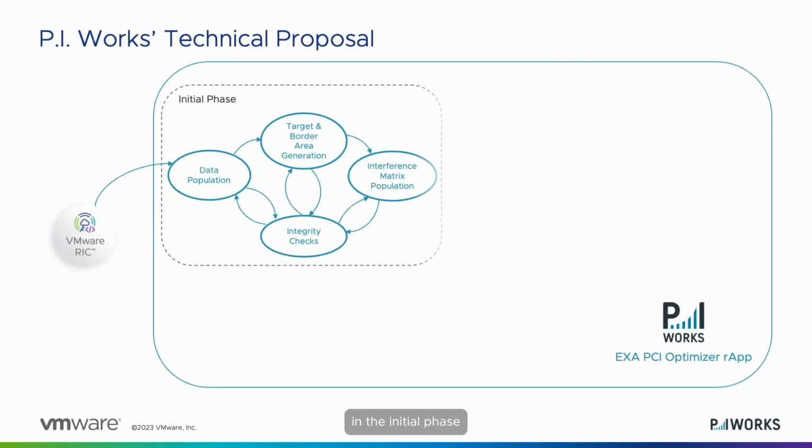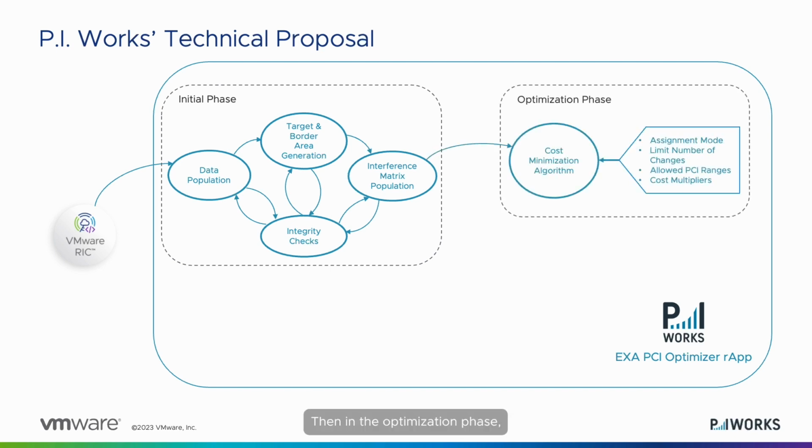The technical proposal is very effective. In the initial phase, the rApp requests and collects the cell configuration data via VMware Centralized RIC to form a target and border area where the optimization will be performed. Then it analyzes coverage overlaps and the cost matrix for directly or indirectly overlapping cells, and runs integrity checks to ensure that the data is complete and sufficient for optimization.